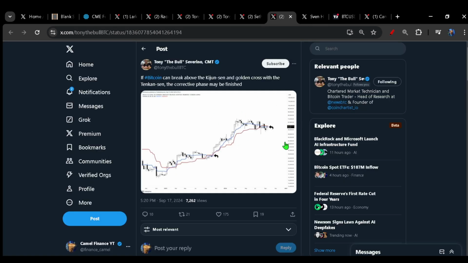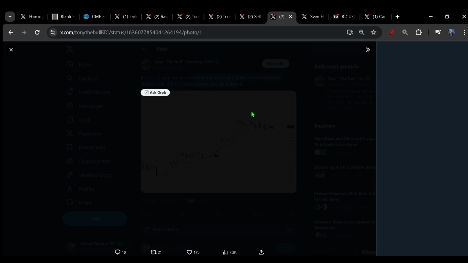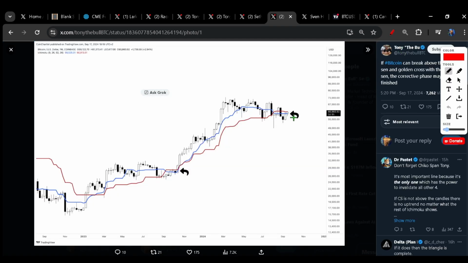And again, we're slowly but surely seeing more constructive looks for Bitcoin. If it can break above the Kijun Sen and the Golden Cross with the Tenkan Sen, the corrective phase may well be finished. So it hasn't done it yet, a little bit more upside required, but again, starting to look an awful lot like the prior weekly cycle. And again, it's important to focus on the fact that from the low to the high was roughly a doubling, and it took just a matter of about 7 or 8 weeks. So 7 or 8 weeks low to high would put us at 100k-ish by the end of the year.